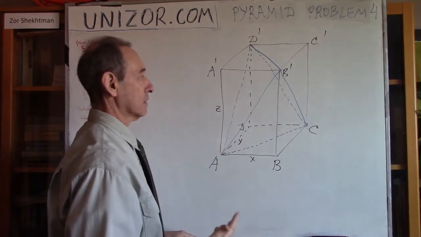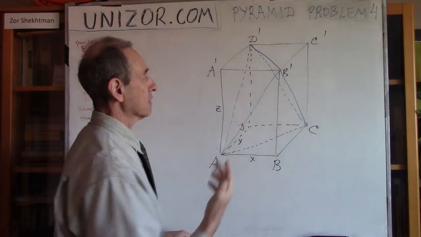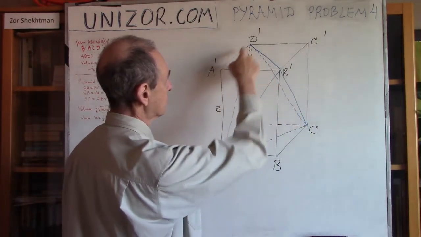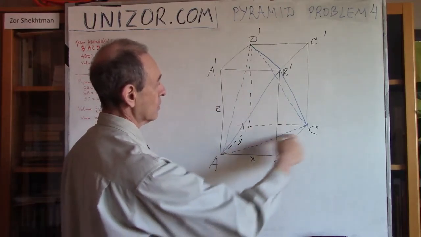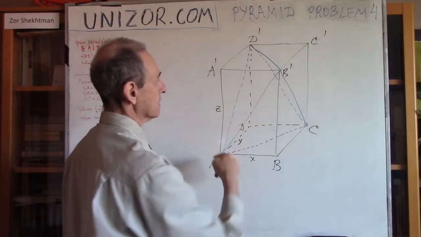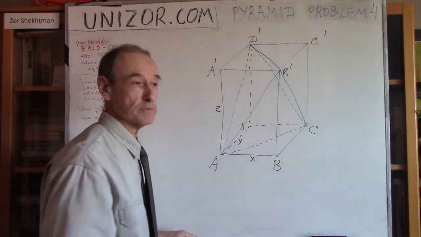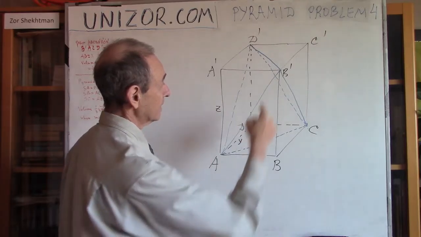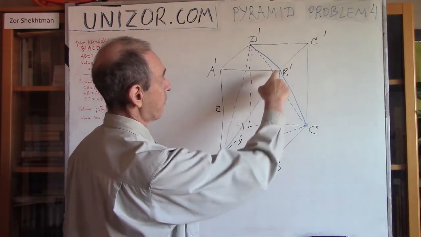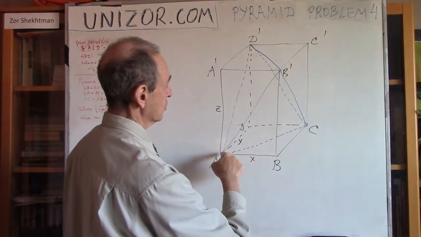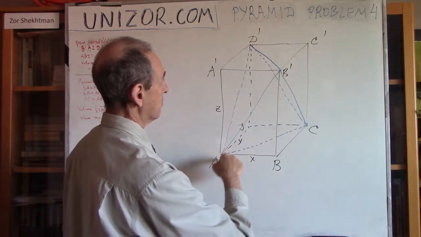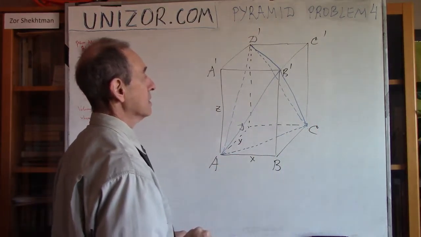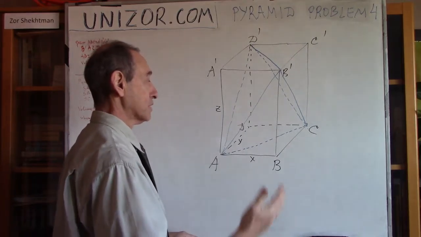So I know basically all the dimensions. But it would be very difficult to find its volume, because I have to somehow find the area of the base, which is A, C, D prime. Well, I can do it because I know the three sides, and I can use Heron's formula for the area of a triangle. But finding the altitude of this pyramid, which is the perpendicular from B prime to the plane defined by A, D prime, and C, would be kind of difficult, I would say. So it's difficult, but what's easier?